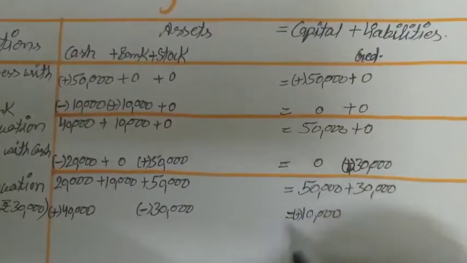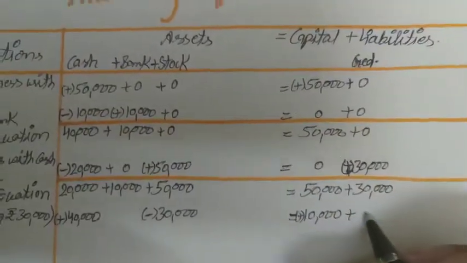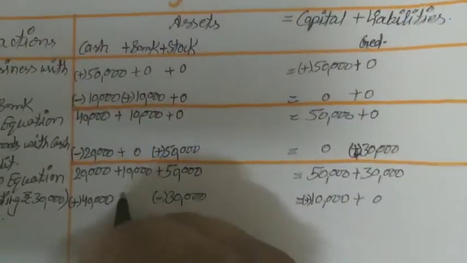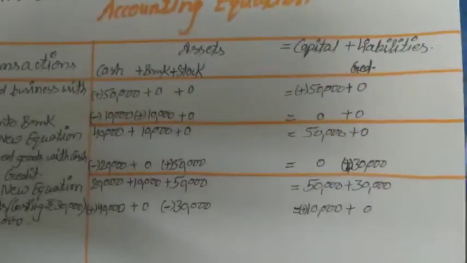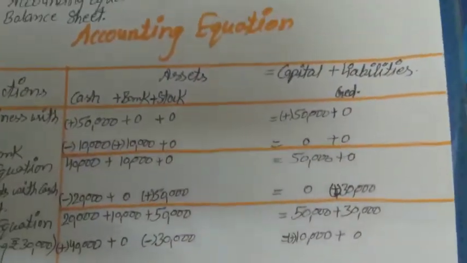We will add this to capital. Creditor will be 0 and no effect with the bank, so it will also be 0.